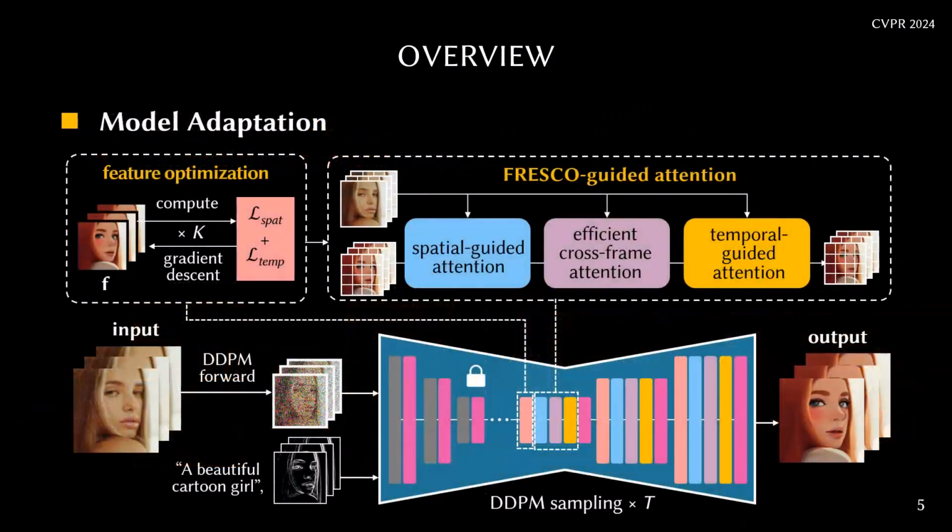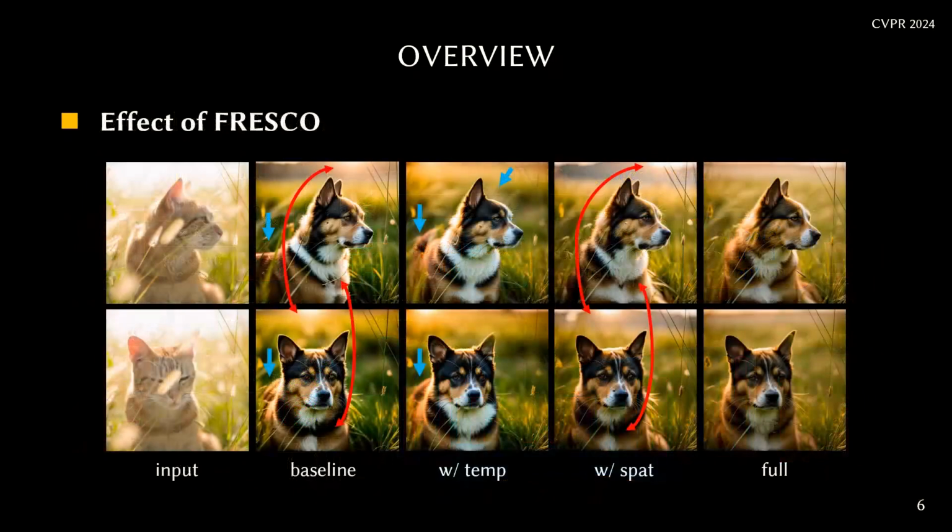For implementation, we propose to optimize the network feature and modify the self-attention layers to incorporate our FRESCO constraint. We can see that the temporal constraint and the spatial constraint can effectively improve the inter-frame and intra-frame consistency after editing, and the joint constraints give the best result.